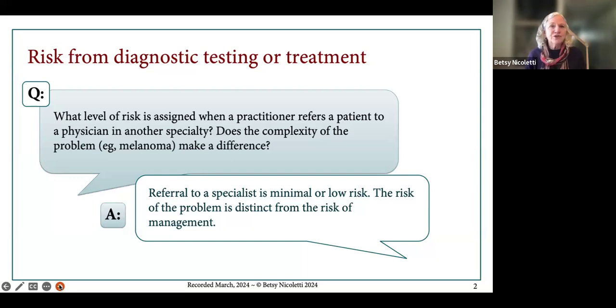And the specific question that this participant had was, what if we have a patient who has a melanoma and we're referring that patient? And here's my answer. Referral to a specialist is minimal or low risk. The risk of the problem is distinct from the risk of management.